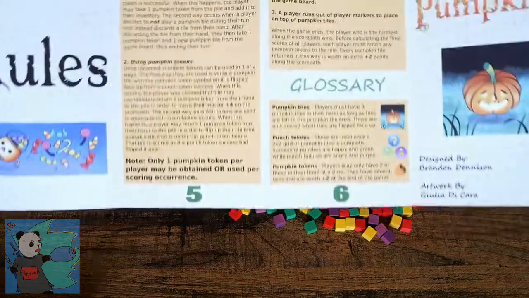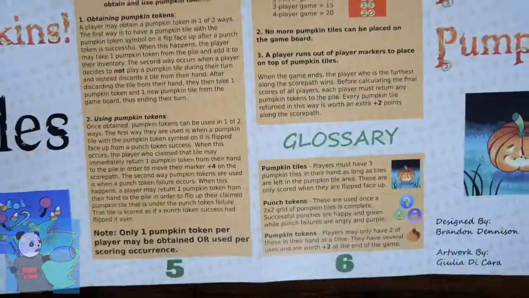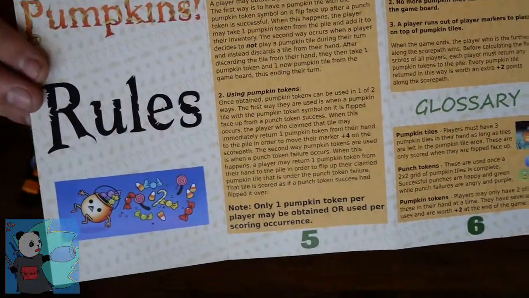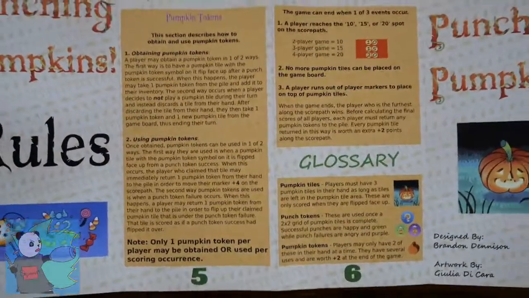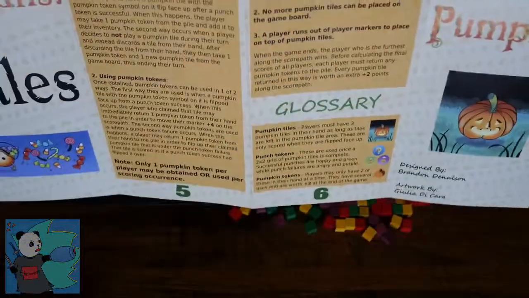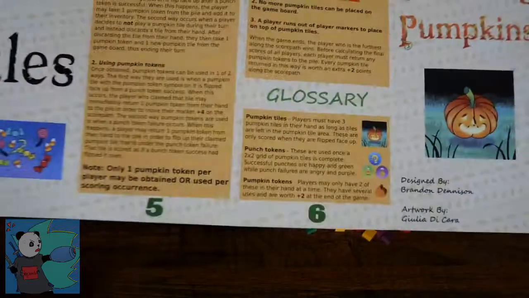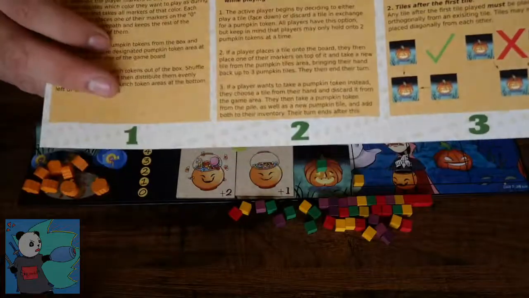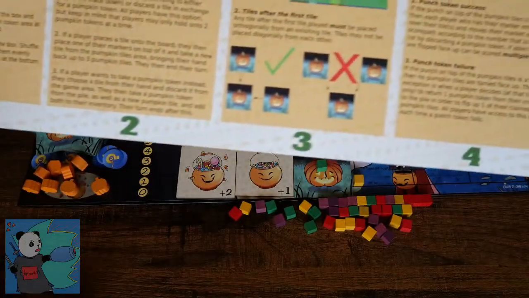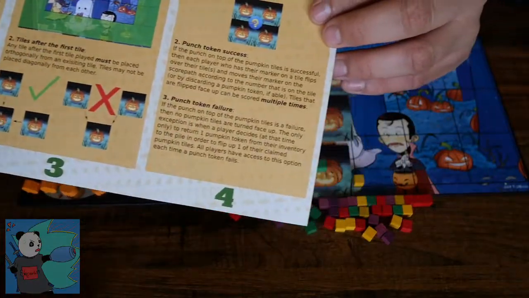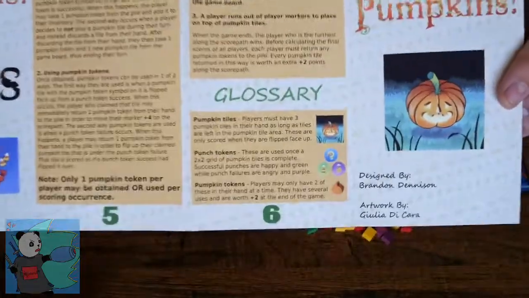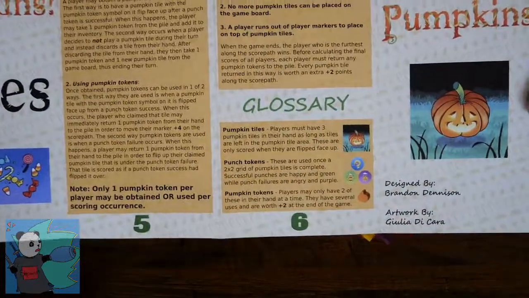One last thing I need to point out is that everything that I've explained here is in the rule booklet like this. I think it's a pamphlet, but I've never used this type before, so I'm very new to this. But for these rules, I've numbered the panels 1 through 6, so that way you can read them in that order, and they are much more detailed than what I showed here. And yeah, that's pretty much it. So that's how you play Punching Pumpkins.